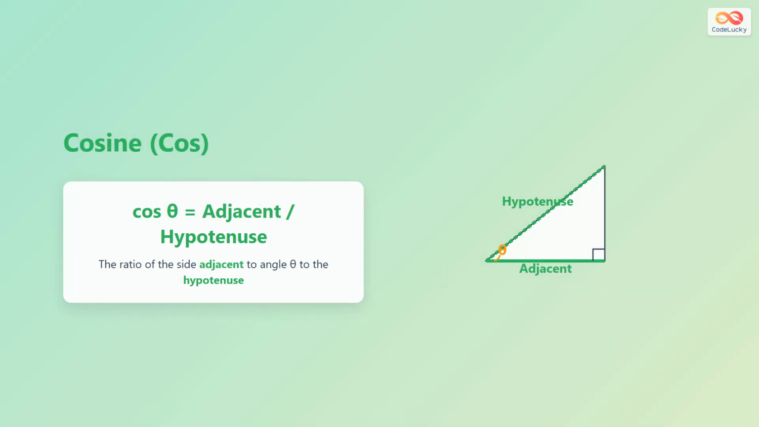Now let's explore the cosine function. The cosine of an angle theta, written as cos theta, is defined as the ratio of the length of the side adjacent to the angle theta to the length of the hypotenuse. Thus, cos theta equals adjacent divided by hypotenuse.